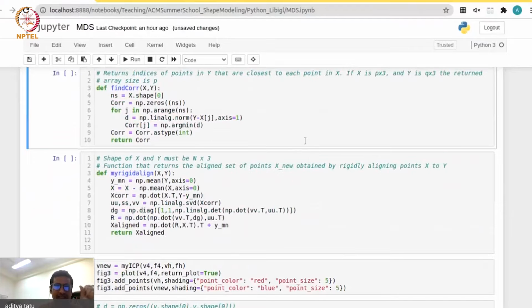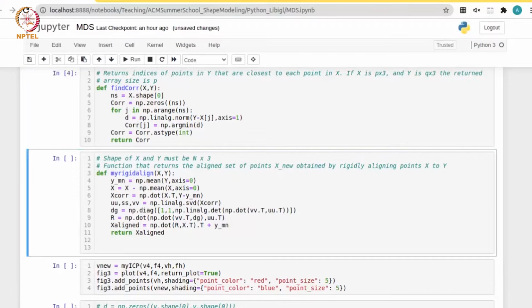You go through this. This find core is a function that I have written and is shared with all of you. It computes the distance of every point of one mesh to every point of the other mesh, and then returns the indices for the one which has the smallest distance. That's what it does. So this function is already given to you.